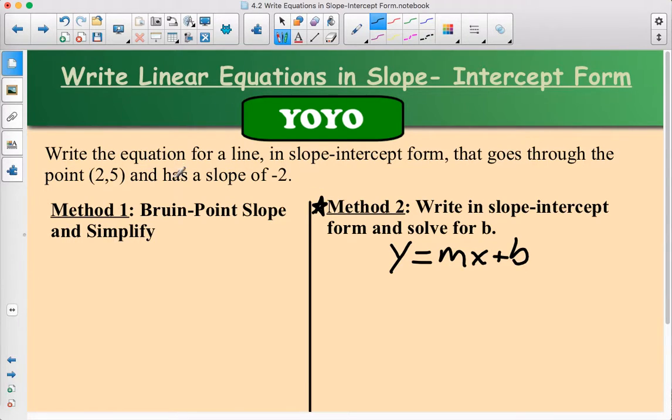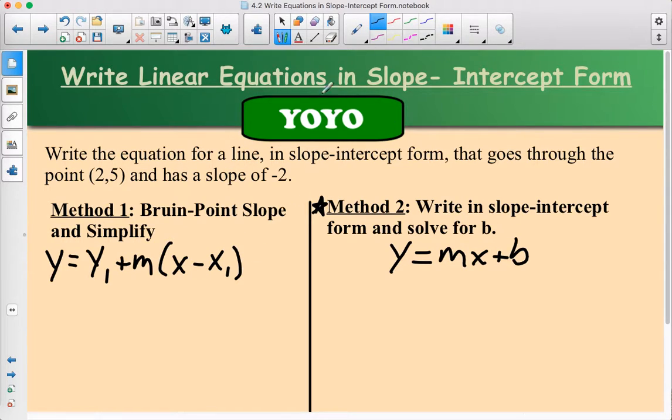Okay, welcome back. Let's do the first one. So I suggested maybe writing in method 1, doing point-slope form and simplifying. So point-slope form would be y equals y1 plus the slope, or minus, depending on if it's a negative, for every x past x1.